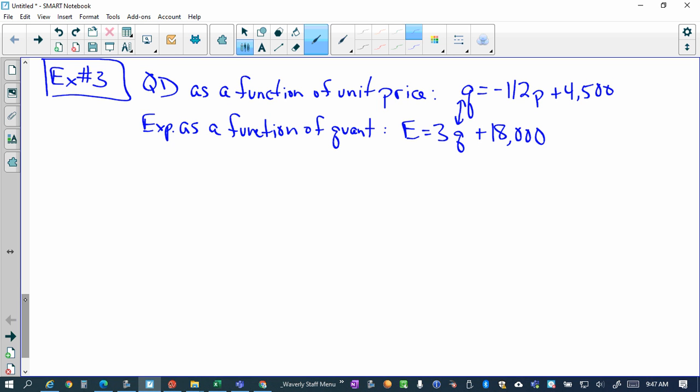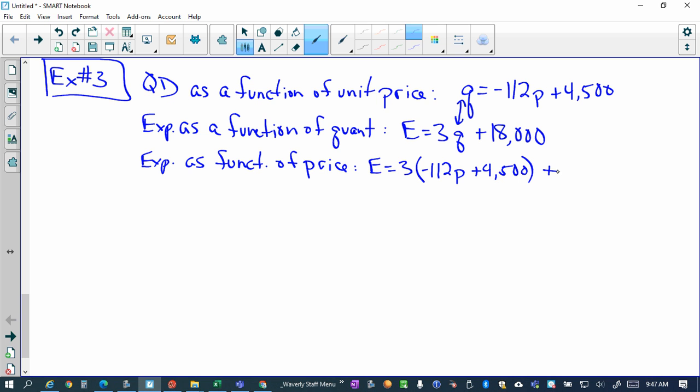So now it's expense as a function of price. Okay, let's do that substitution. So E equals 3 times the quantity, negative 112P plus 4,500, and don't forget, we've got to get the 18,000. All right, so what do we got to do now? We've got to distribute through and combine like terms.